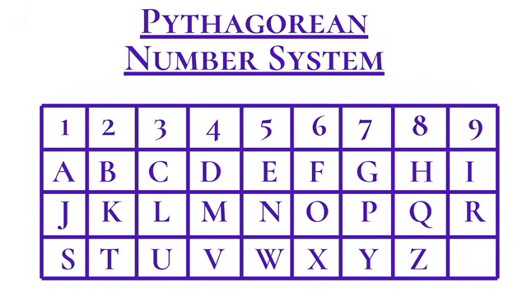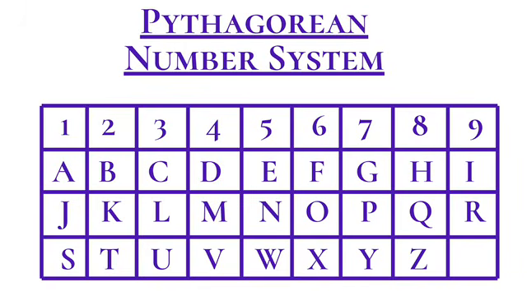So for the past two numbers, you have used your date of birth to calculate those two numbers. But for the expression number and the soul's urge number, you are going to use the full name on your birth certificate. So you're going to use your first, middle, and last name on your birth certificate to calculate your expression and your soul's urge number. And so we're now going to use the Pythagorean number system to calculate these numbers.